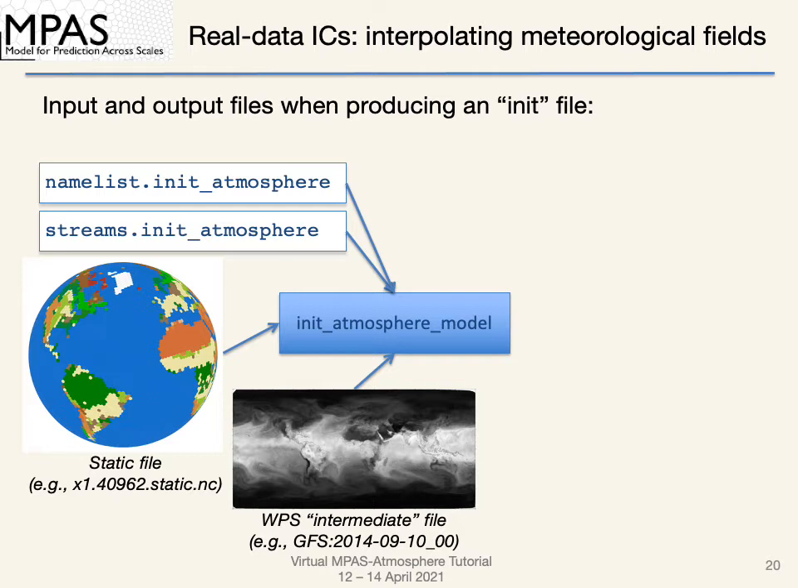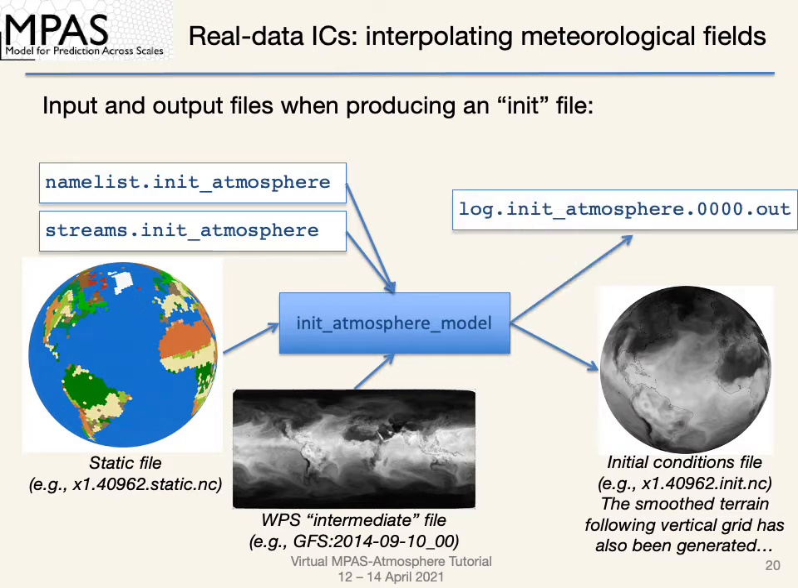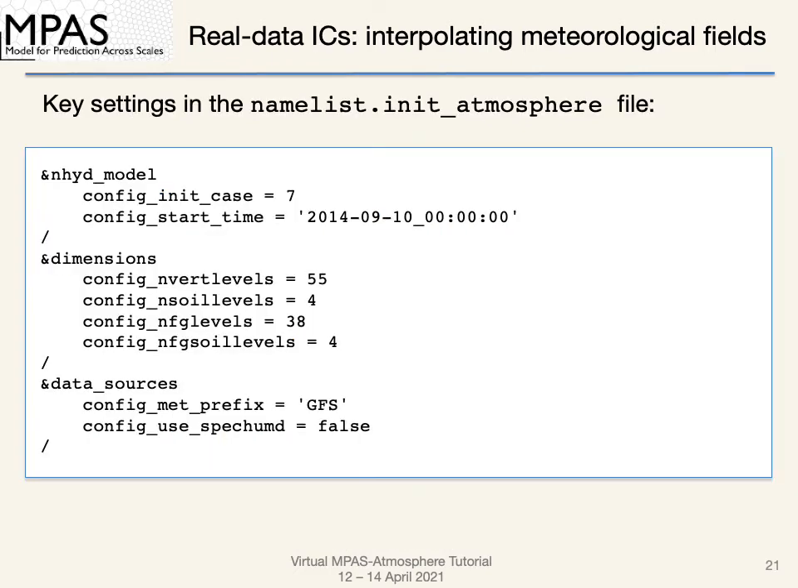So after we run the init_atmosphere model program, the first thing that we should get out is this file, again another netCDF file whose name will be specified in the streams.init_atmosphere file, and this will serve as the initial conditions for our global MPAS simulation. And secondly, we should expect to get a log file. And again, just like when processing the static fields, it will be important to look through this log file and verify that the processing happened as expected and that there were no errors.